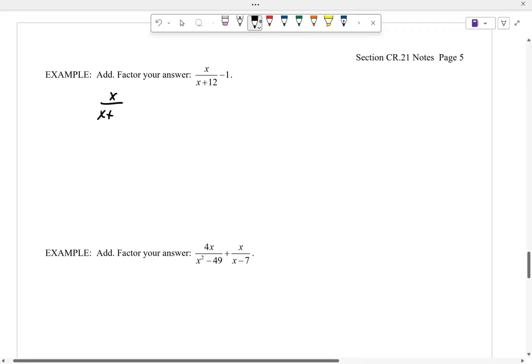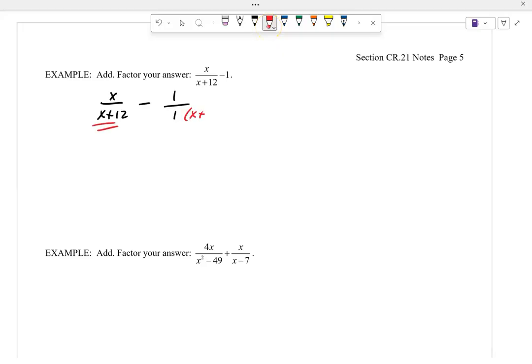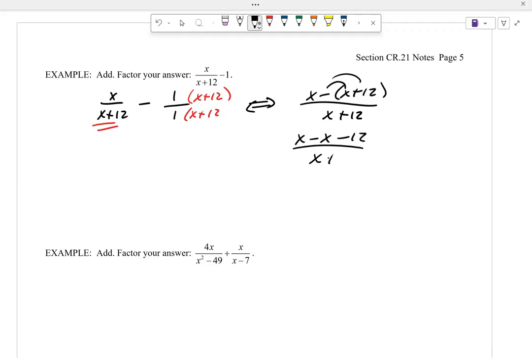Go ahead and write this out. This is minus 1. Of course, it's over 1. So I just need an x plus 12 over here. So we've got x minus (x plus 12). This is now over our common denominator of x plus 12. And now distribute. Notice our x's cancel. So we get negative 12 over x plus 12.